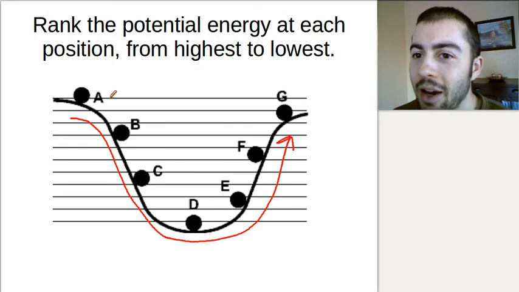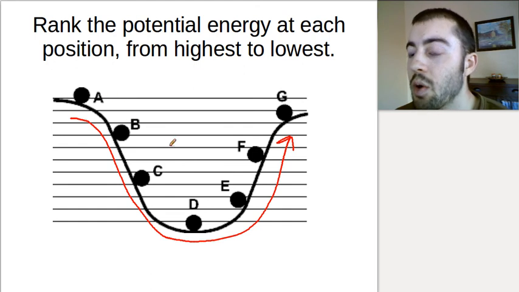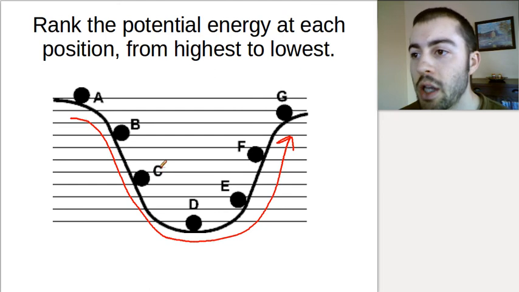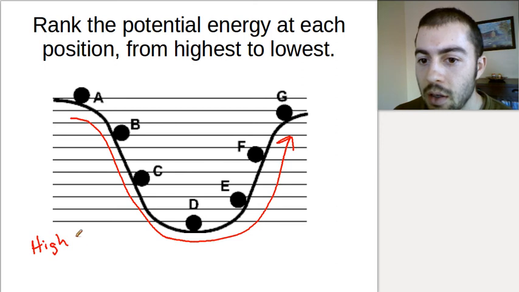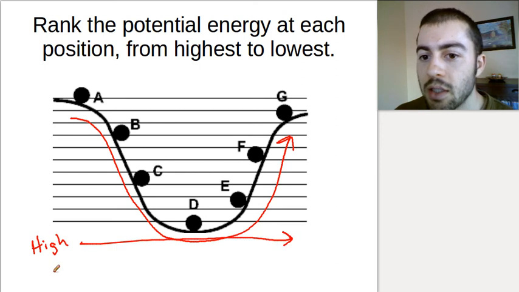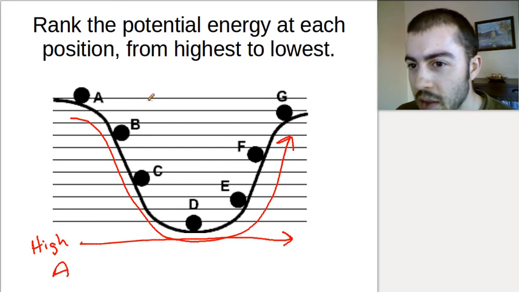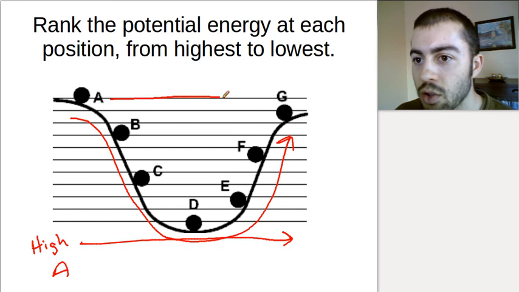So all we want to look at in this case is what is the height. We said the two factors affecting potential energy are mass and height. The mass is obviously the same ball, so the mass is staying the same, so what's changing is the height. So the higher the object, the more potential energy it has. From highest to lowest, the highest is going to be object A, because you have these benchmark lines here to guide you, but A is higher than G, so it's going to have the highest potential energy. The next highest would be G.